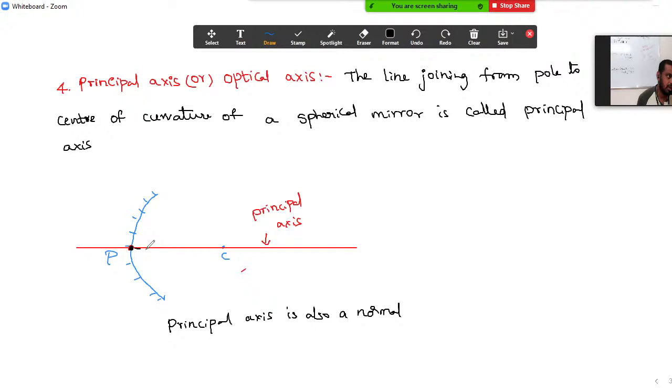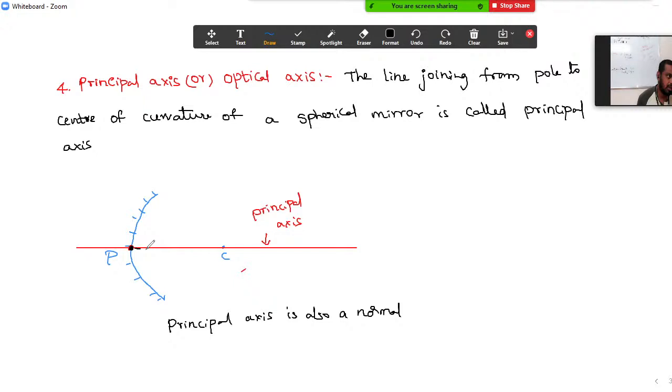This is the pole and this is the center of curvature for the time being. Remember, all the distances in the case of a spherical mirror should be measured from the pole only. That is the rule. We should start measuring length from the pole only. This distance we will consider as the radius of curvature. We also represent it for the convex mirror.